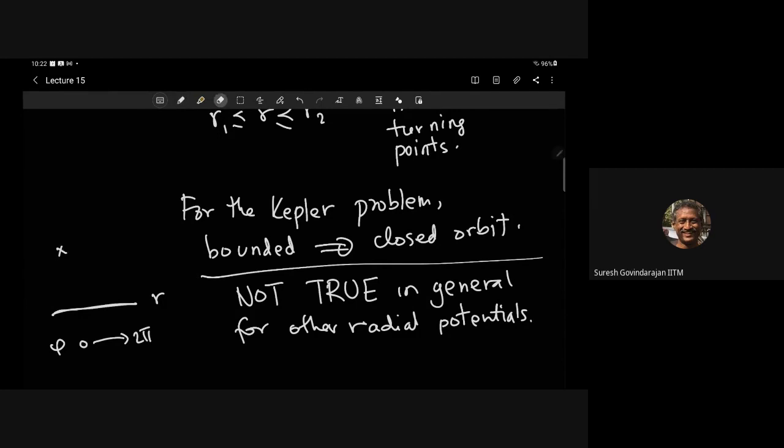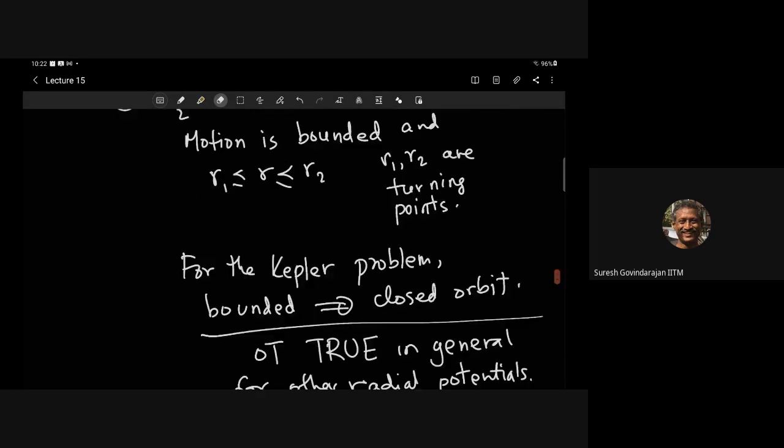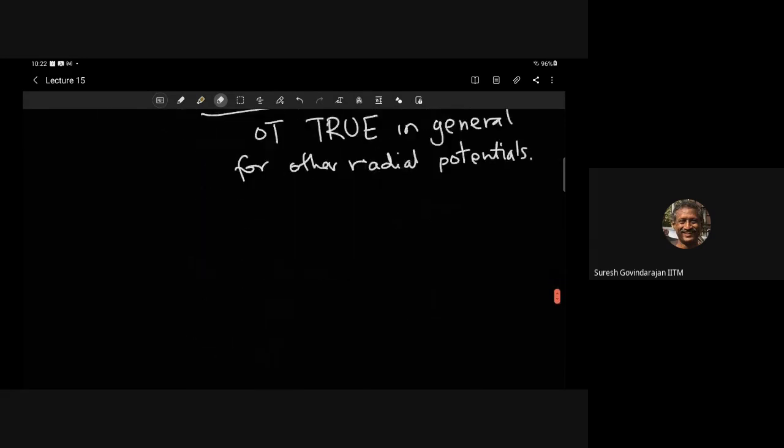So there is something very special about the 1 upon R potential. I'm just cautioning you that even if we draw something else which is not 1 upon R, that's what happens.